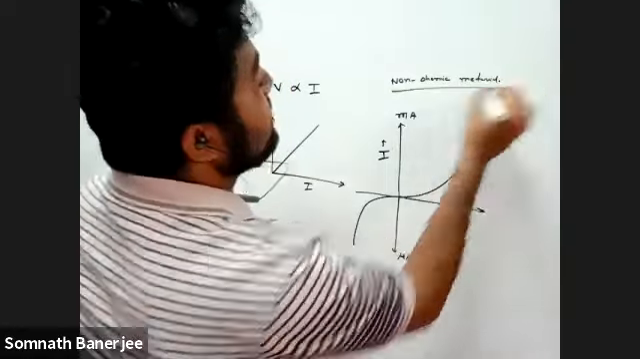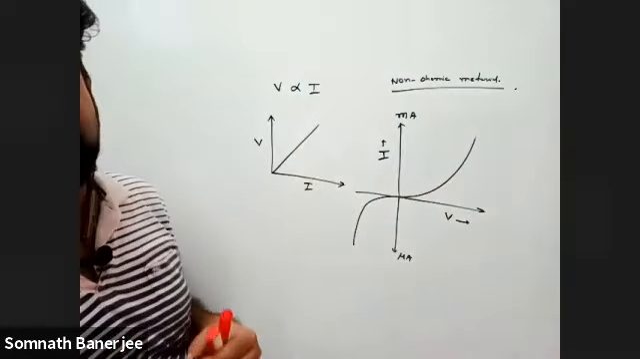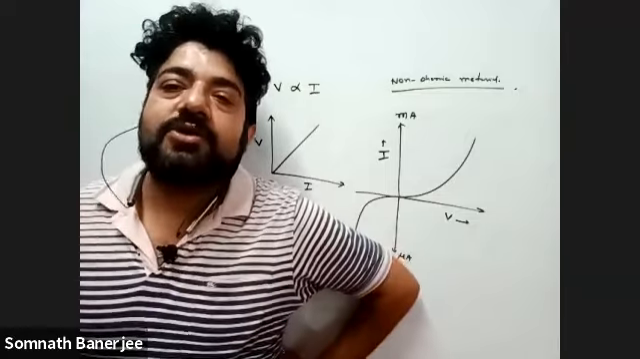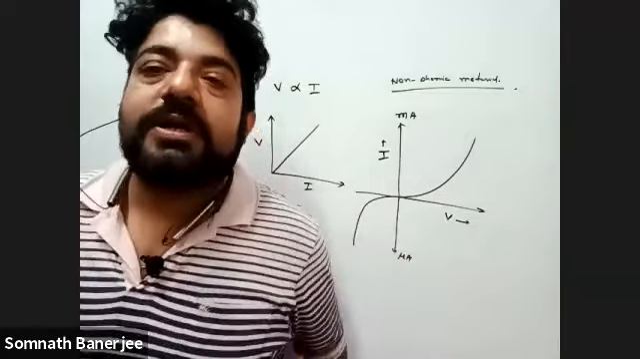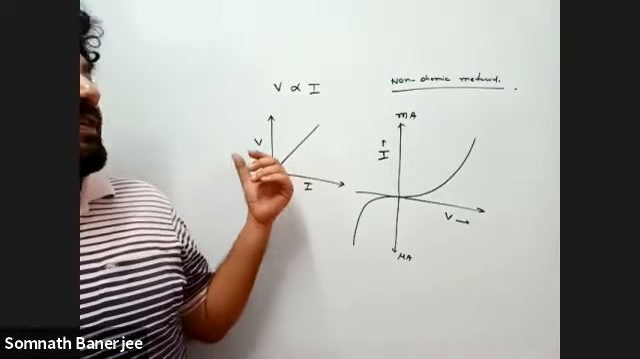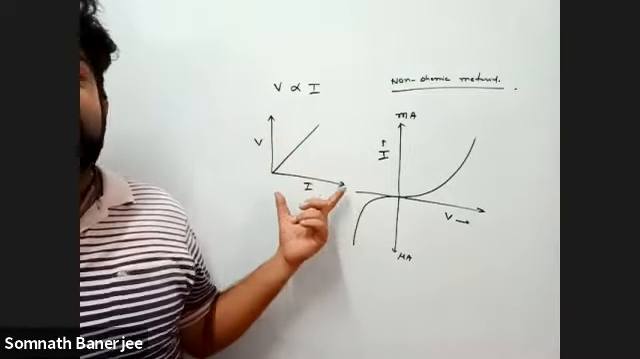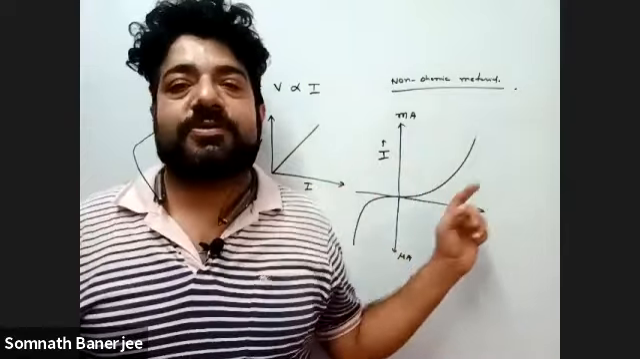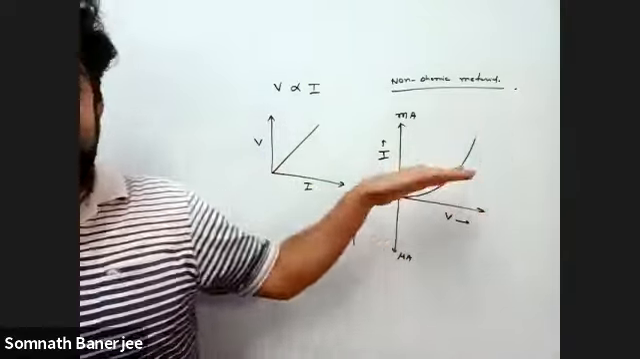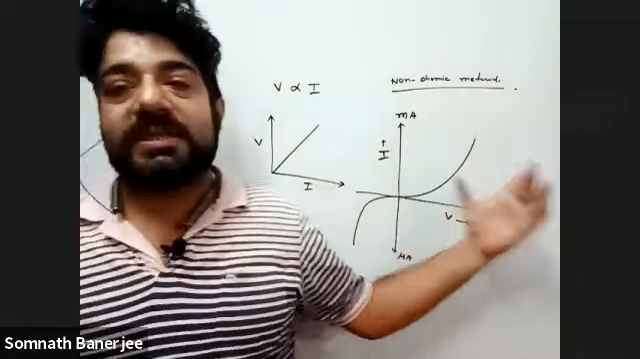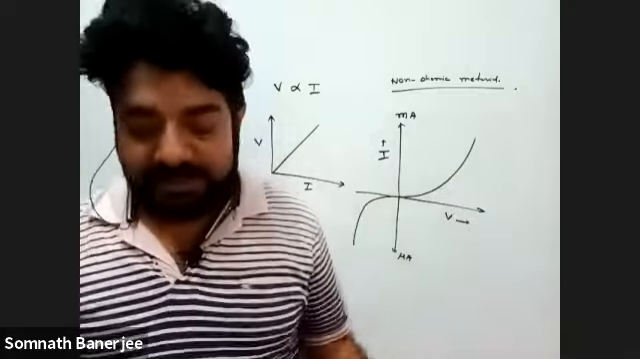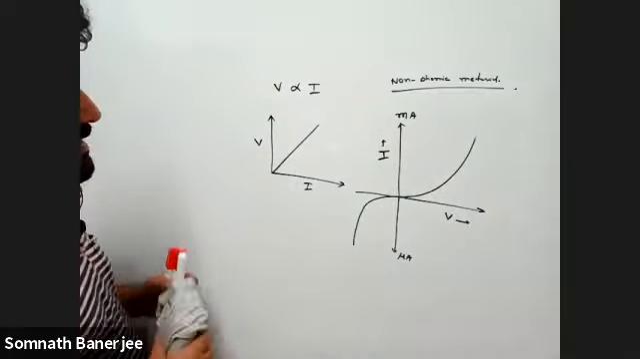So if the examiner asks you, what do you mean by ohmic material and what do you mean by non-ohmic material? A material is ohmic if it satisfies voltage is directly proportional to current. But if it does not satisfy this, like it's not a straight line, it's a curve, then this type of material is called non-ohmic material. Example, semiconductor.